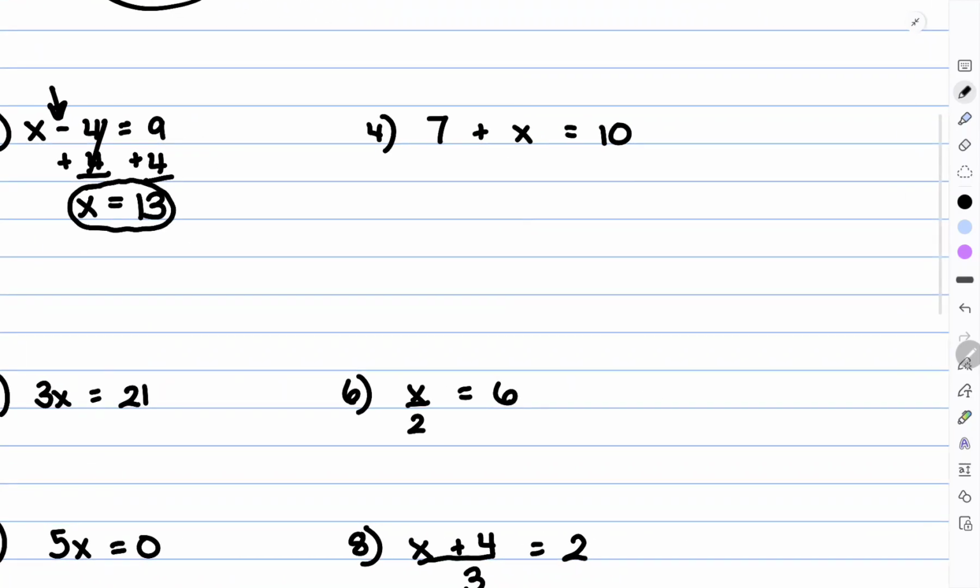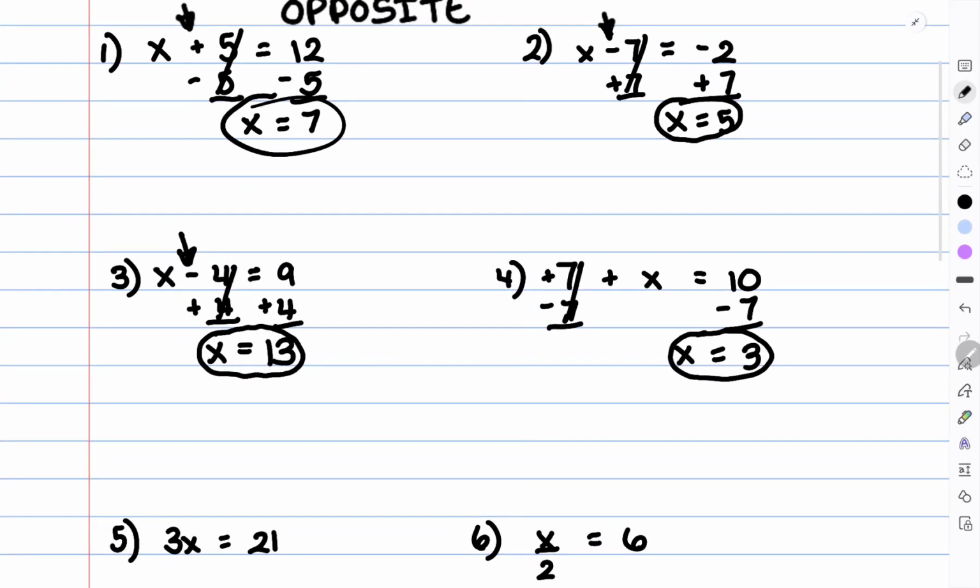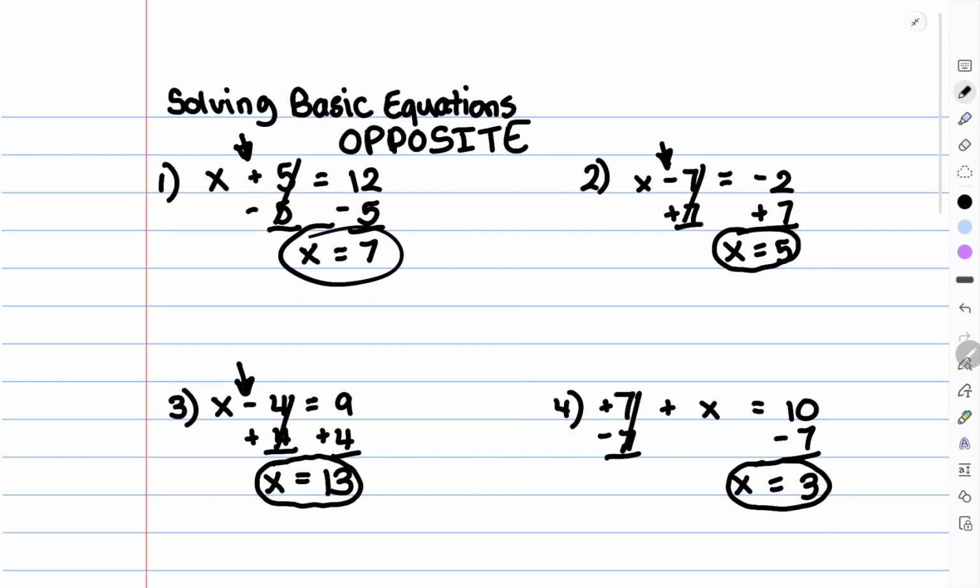Number 4. 7 plus x equals 10. Here, there's nothing in front of 7, but if there's nothing in front of 7, that means it's always going to be positive. So let's pretend there's a positive sign there. And then what's the opposite of adding? Subtracting. So that becomes 0. It's always going to cancel out, guys. So 10 minus 7 is 3. So x equals 3.